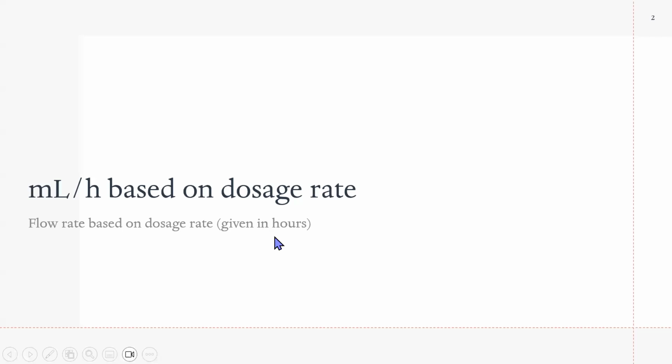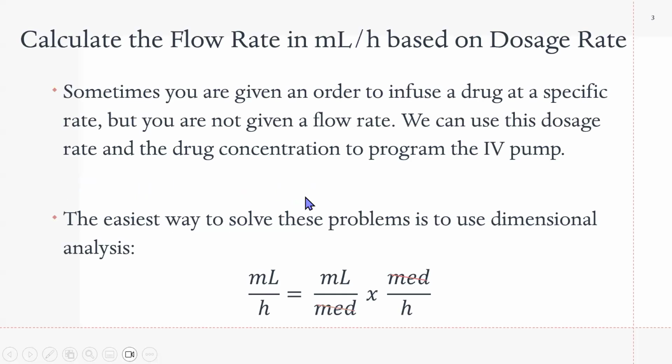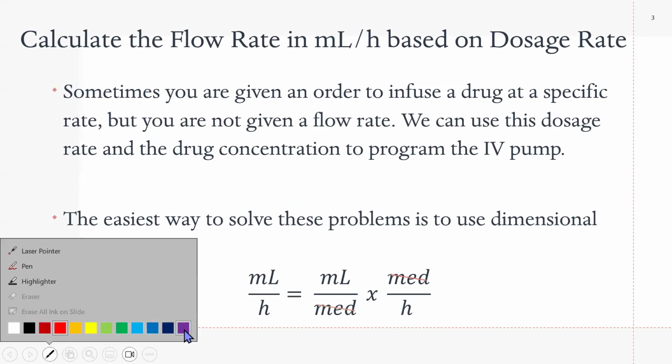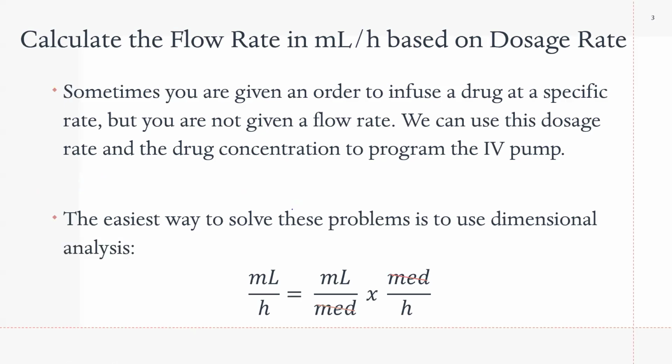For this first one, it'll be the ones that are ordered per hour. Sometimes you will calculate flow rate just based on how many milliliters per how much time. This is different. This is where you're looking for the flow rate and you're going to use the dosage rate that is provided and also the drug concentration, which is the medication that's in the bag. For this first part, I will be working with dimensional analysis.